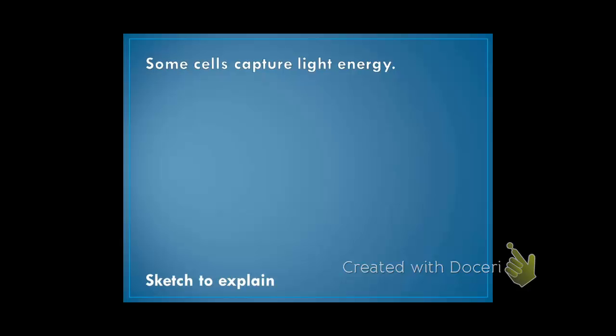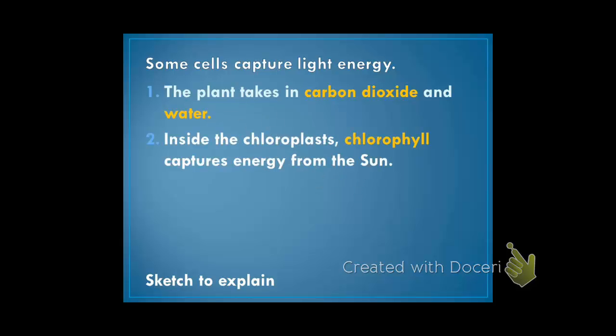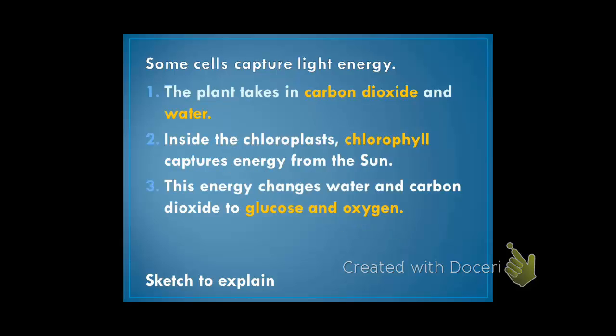What did you fill in for number 1? It says the plant takes in blank and blank. Isaiah. Very good. Number 2, inside the chloroplast, what pigment captures energy from the sun? Chlorophyll is that green pigment. Number 3, this energy changes water and carbon dioxide to, Josh? Glucose and oxygen. You should be filling in your study guide. And number 4, which one of those does the plant keep and which one does the plant get rid of? Elena? Glucose. Keeps glucose. Releases oxygen.